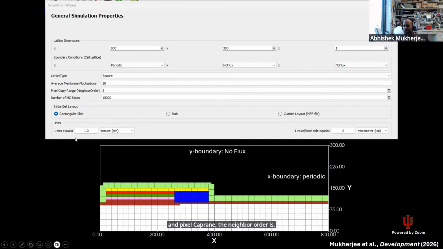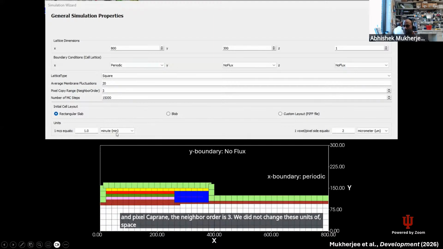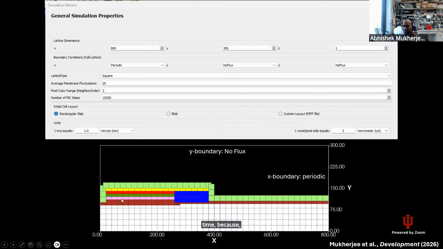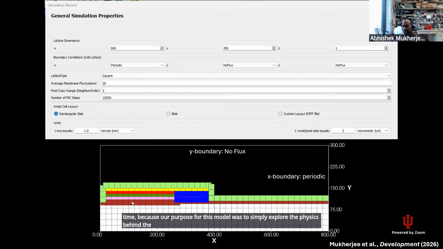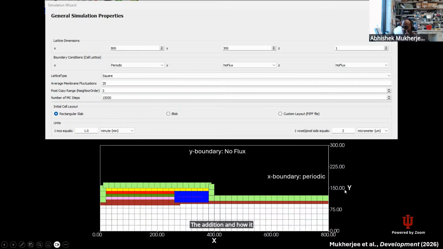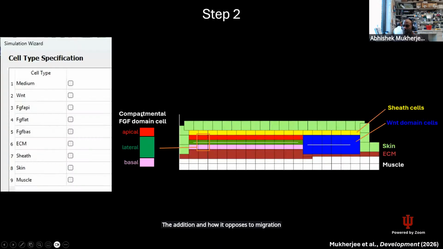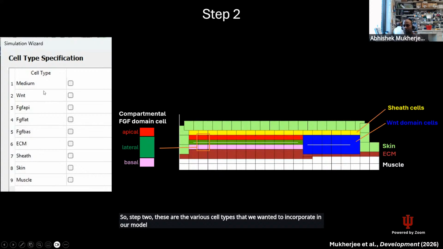We did not change these units of space and time, because our purpose for this model was to simply explore the physics behind the constriction formation, or the rosette formation, and how it opposes the migration. So step two: these are the various cell types that we wanted to incorporate in our model, apart from the medium.